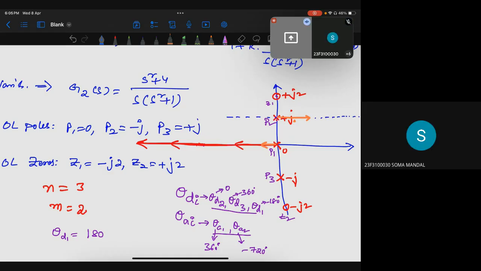So now we have this theta Z1. That is related to theta A1. Am I correct? What is that angle? 360. Again, do the same thing. What does 360 mean? 0 degree. So it is entering with this angle. You got it? Entering with 0. What is the root locus now? Tell me. Root locus goes like this. So here also it will be the same thing.